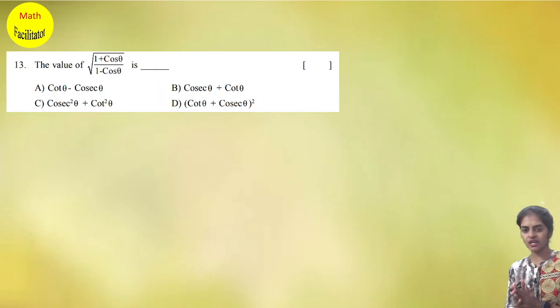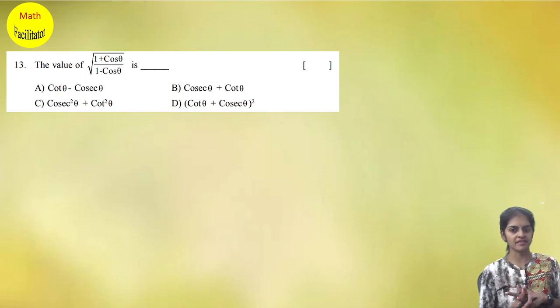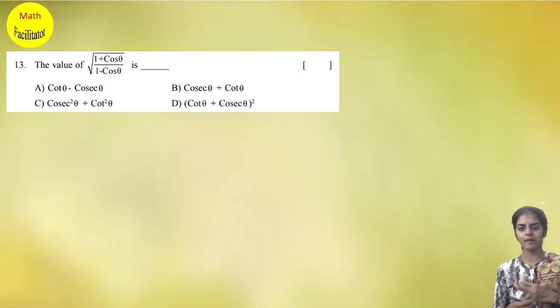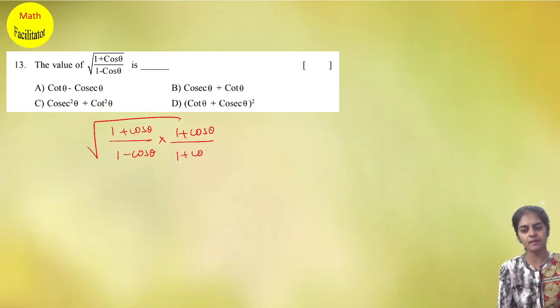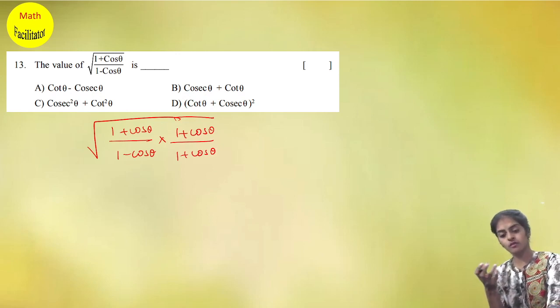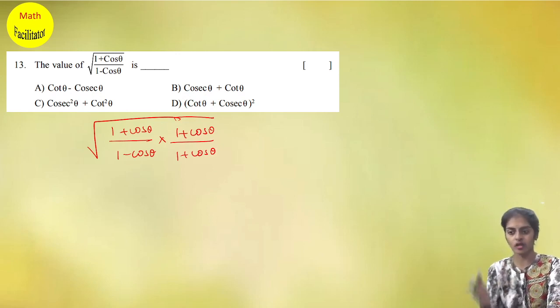Okay. Next question. Same model question we did yesterday. Do you remember? Whenever you get a question of this type, what will you do? Simply rationalize the denominator. The denominator is 1 plus cos theta, so you will multiply and divide by 1 minus cos theta.